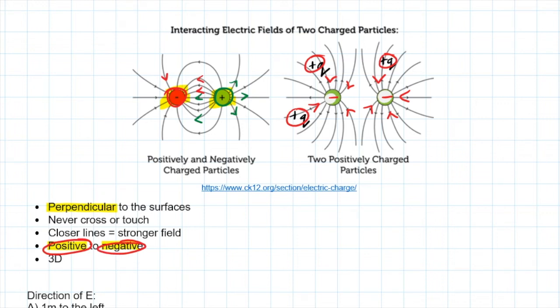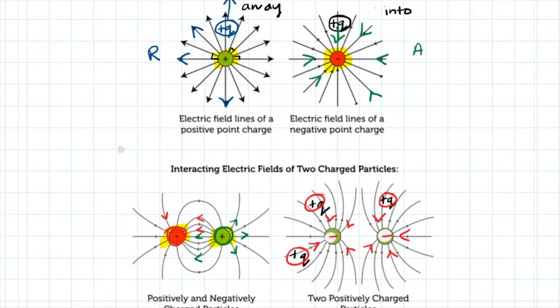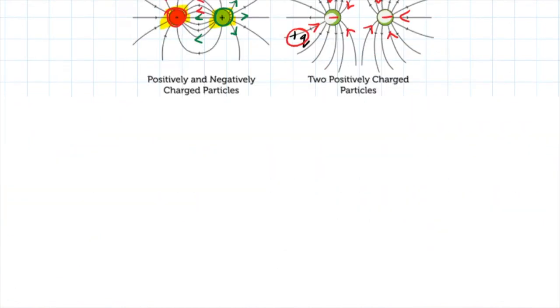There are a few other points that we use to guide us when we draw these field lines. We have that the field lines never cross or touch each other. So if you draw the electric field pattern surrounding a charged particle and you do something like this and you let them touch each other, you're going to lose marks because they are not allowed to overlap or touch each other.